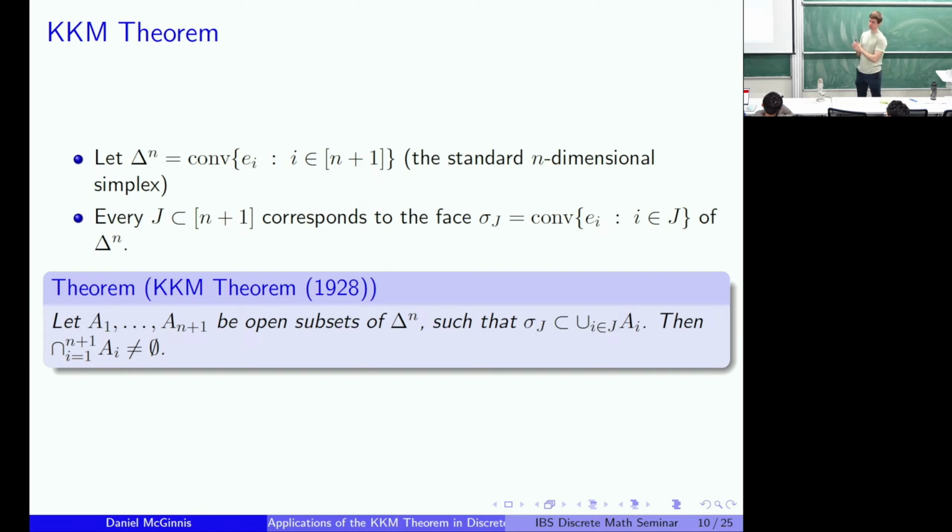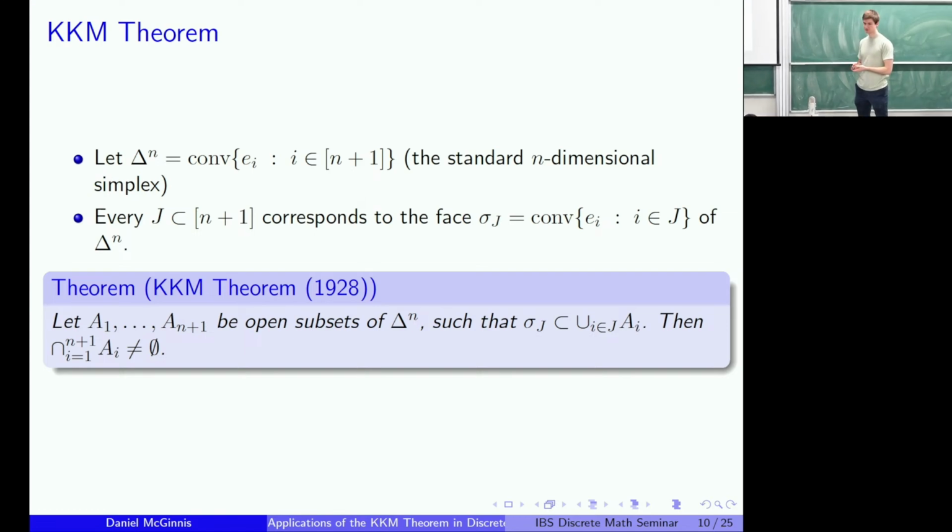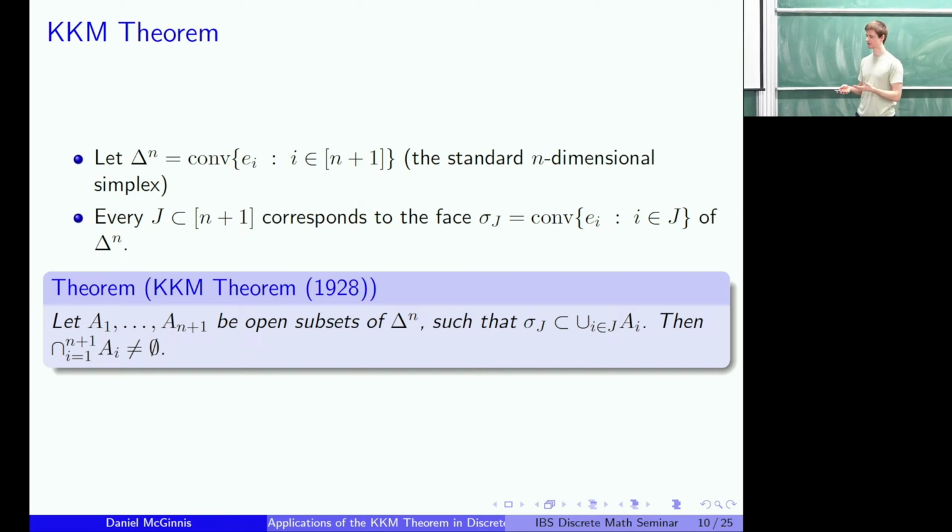One thing that might be interesting is that the KKM theorem is actually an equivalent version of Brouwer's fixed point theorem. So it's not really some crazy thing we've never heard of. It's equivalent to a familiar theorem.